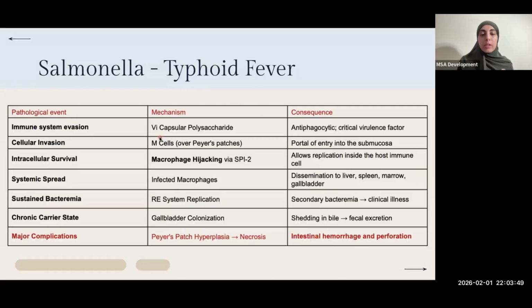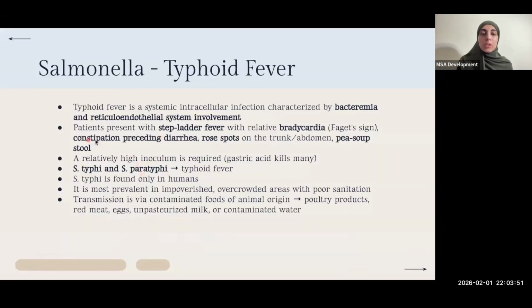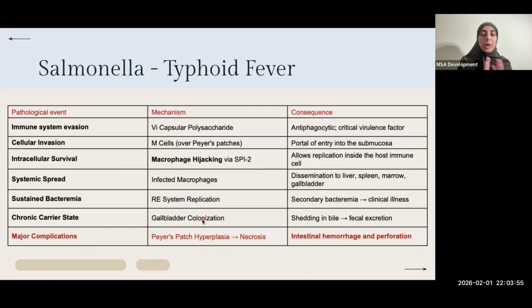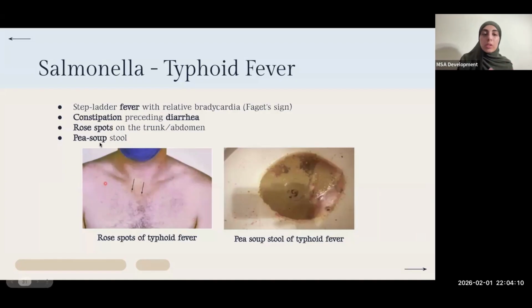Now, remember how we said here that they may get constipation before they get diarrhea? The cause for that is when they have Peyer's patches hyperplasia, they get so big that they block the intestine, and they cause constipation because they're blocking the outflow of stool, okay? That's why they get constipation and then it will be followed by diarrhea.